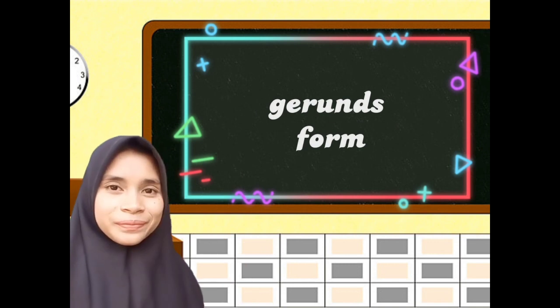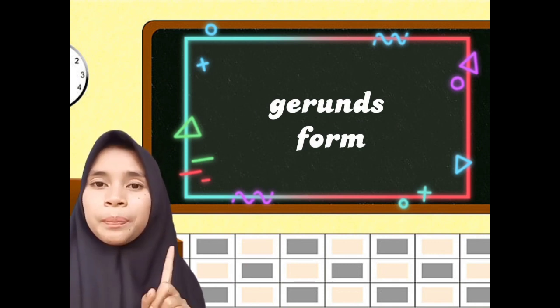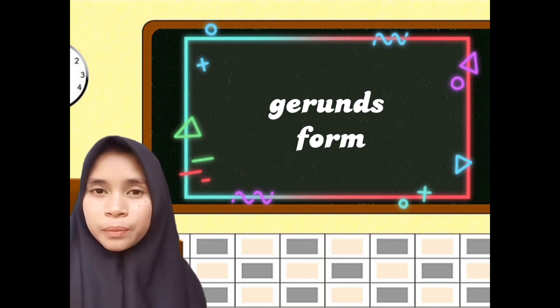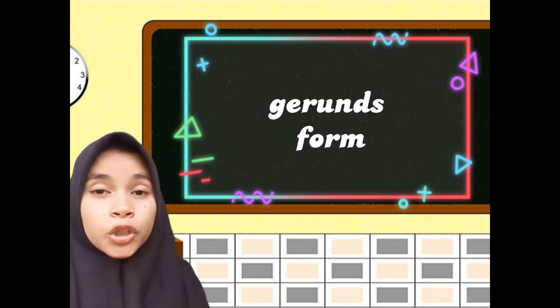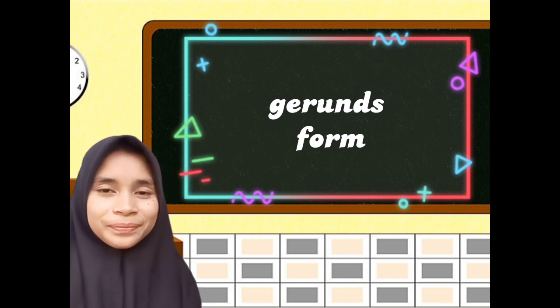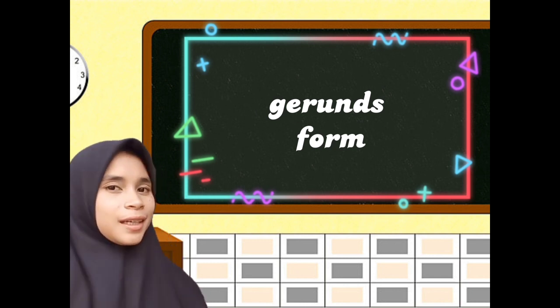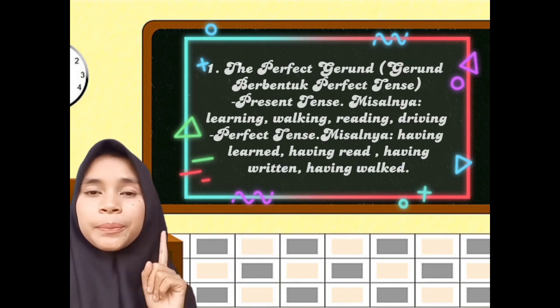Gerund form. There are 2 kinds of gerund forms, namely the perfect gerund or gerund berbentuk perfect tense and the passive gerund, gerund berbentuk pasif. You want to know more details? Okay, listen to me. Next, number 1, the perfect gerund.